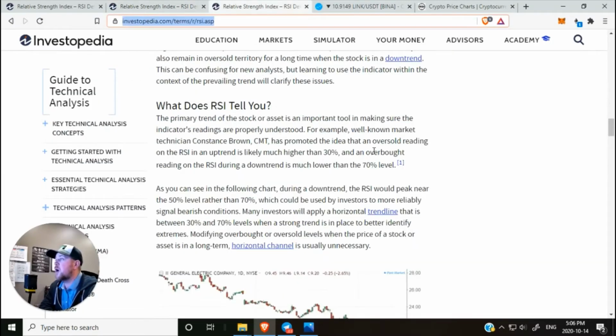The next thing I wanted to go over was, what does the RSI tell you? So the primary trend of the stock or asset is an important tool in making sure the indicator's readings are properly understood. A well-known market technician, CMT, has pronounced the idea that an oversold reading in the RSI in an uptrend is likely much higher than 30%. An overbought reading on the RSI during a downtrend is much lower than 70. So it doesn't have to hit those peaks, but it can.